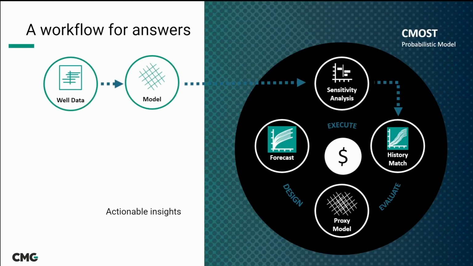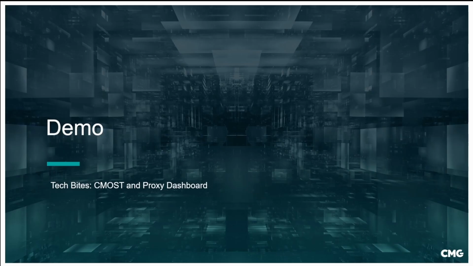So what does a modern workflow look like? We start with data from the field to create a model, flagging inputs which have uncertainty. CMOST can be leveraged to run a series of history matches, sensitivities, forecasts aided by machine learning and physics-based proxies to accelerate towards a solution. This workflow provides us with actionable insights to drive greater returns on our investment decisions. Now that we have an overview of CMOST, let's dive into a demo covering an important topic, the Proxy Dashboard.